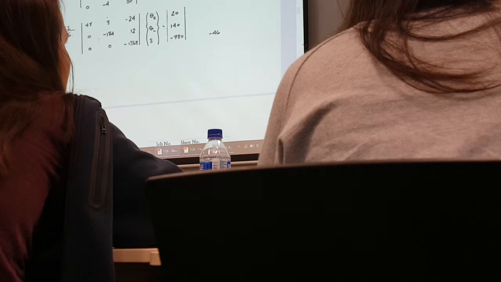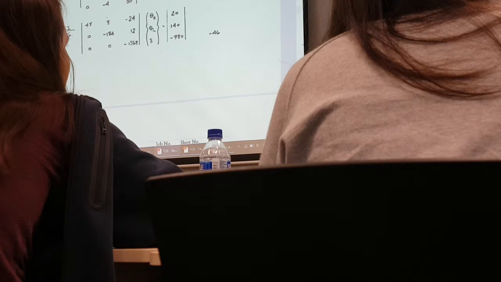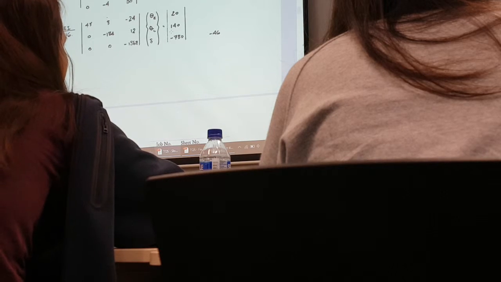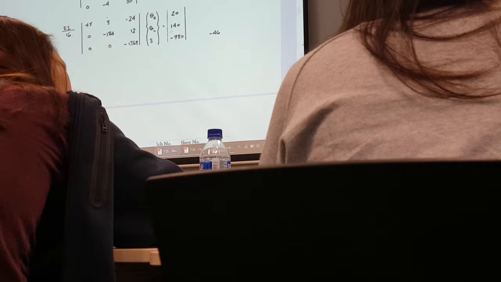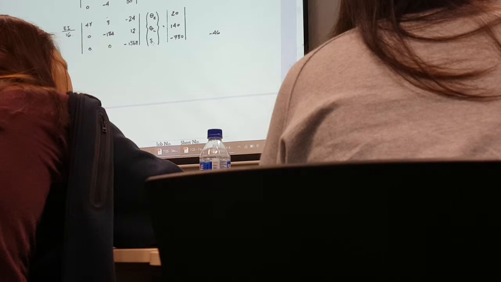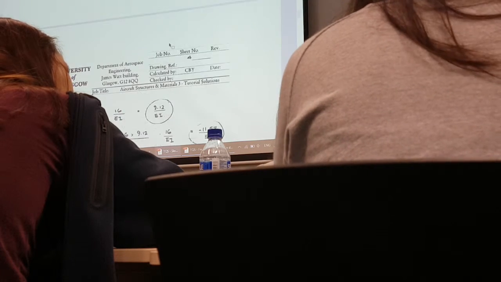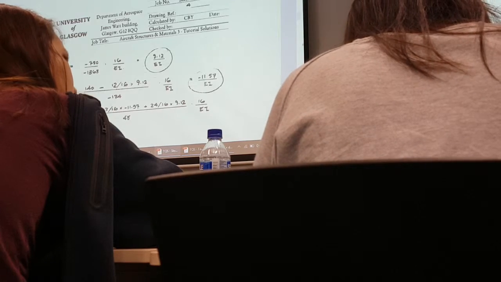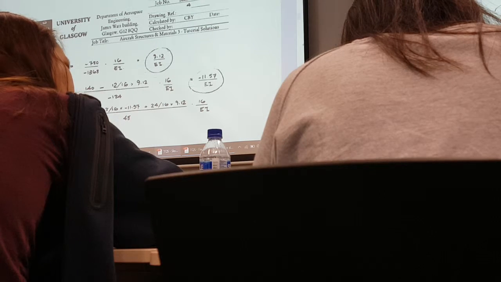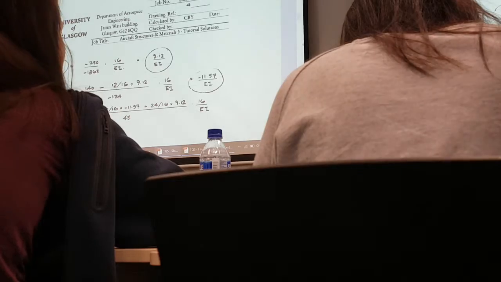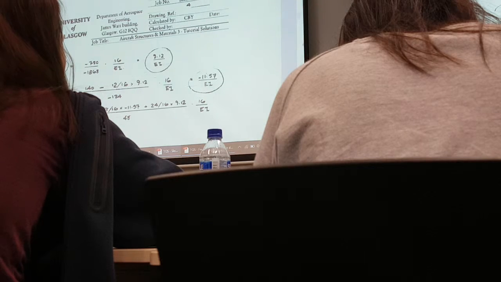Once you've gotten delta, you can go back to this particular matrix again, and you know that 0 multiplied by theta b is 0, so you have minus 184 multiplied by theta c plus 12 multiplied by delta equals 140. From there, you work out the second equation. You already know delta, so you can put it into the second equation and solve for theta c. This is exactly what this second row is about. Theta c is minus 11.57 over EI.